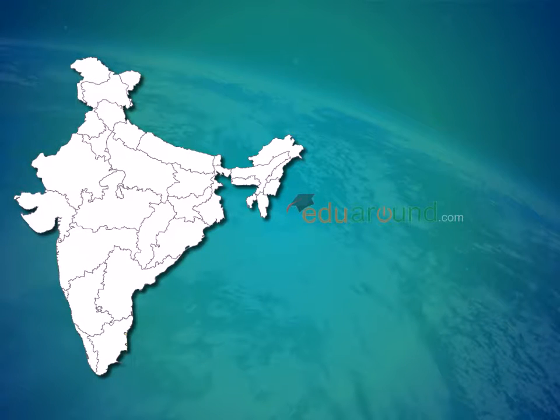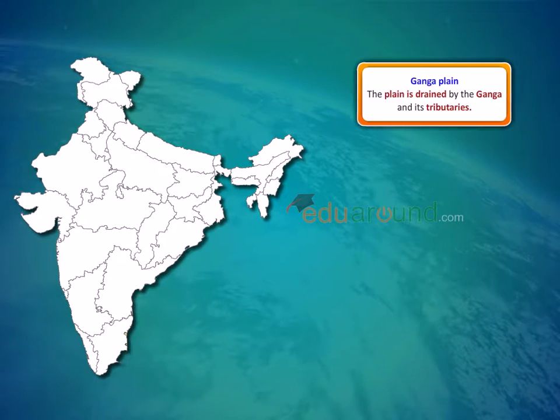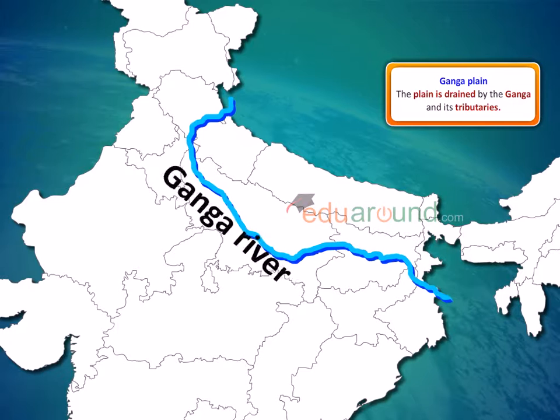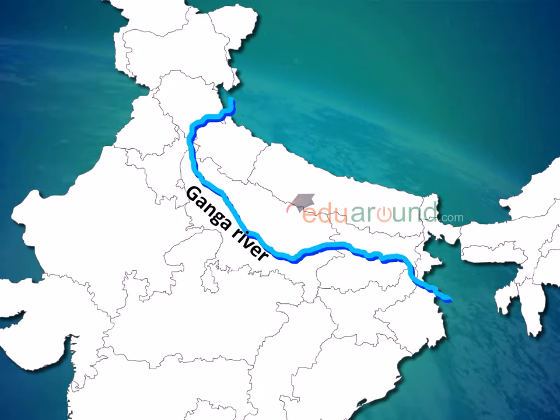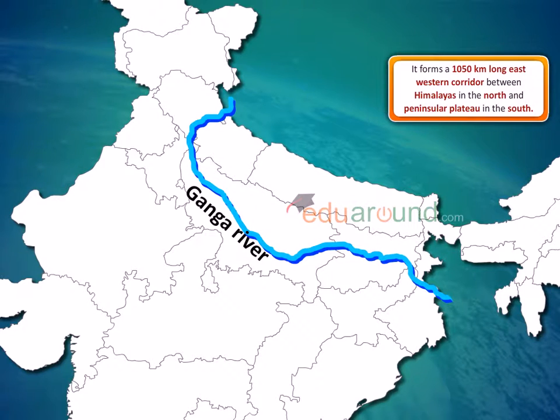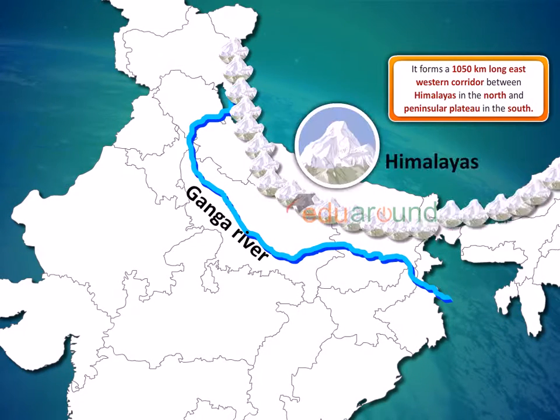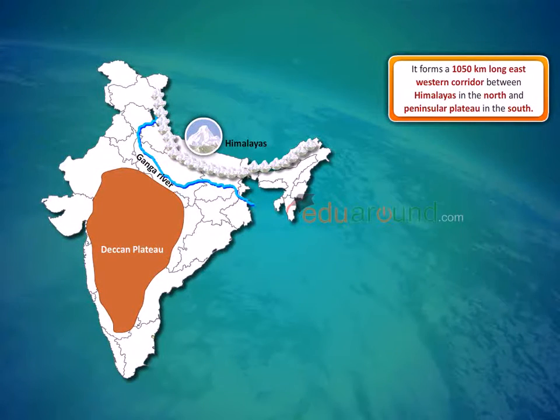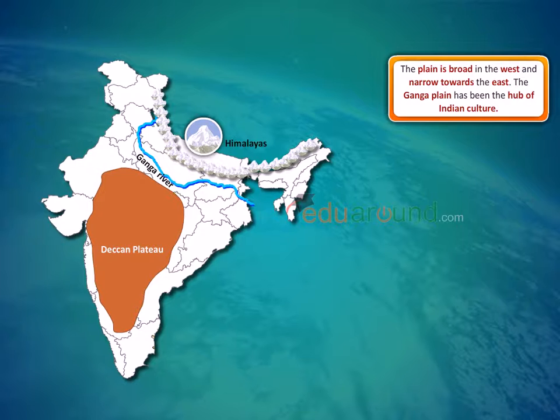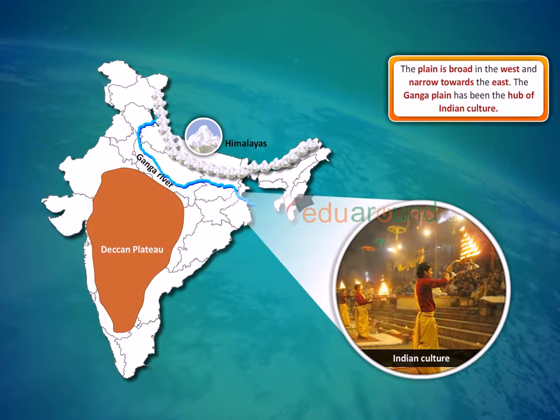Central, Eastern, and Delta. Ganga Plain. The plain is drained by the Ganga and its tributaries. It forms a 1,050 km long east-western corridor between the Himalayas in the north and the Peninsular Plateau in the south. The plain is broad in the west and narrow towards the east. The Ganga Plain has been the hub of Indian culture.